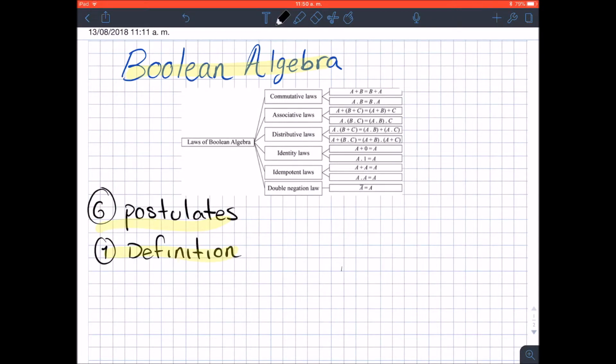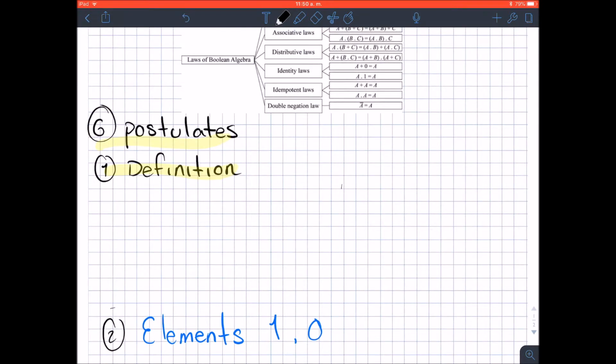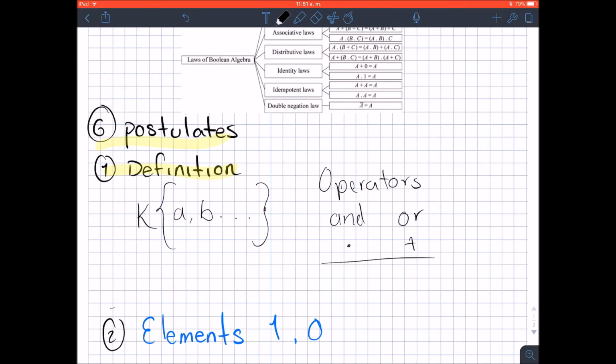It says that Boolean Algebra is a closed algebraic system containing a set K of 2 or more elements and the 2 operators AND and OR. These operators are represented with the characters middle point and plus. It's important that you don't forget that there can be more than 2 elements, and these are normally represented with alphabetical letters, starting from letter A.